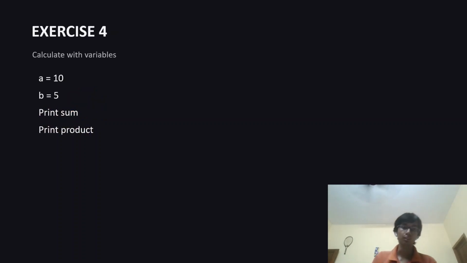Exercise B. Calculate with variables. Make a variable named A, assign it 10. Make a variable named B, assign it 5. You're going to print the sum. You're going to print the product. You have time. Do it.